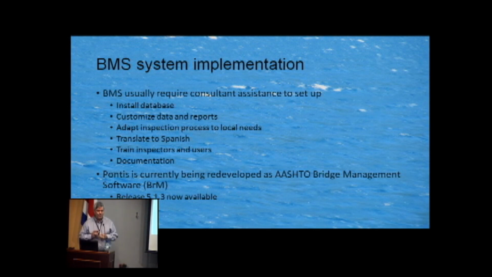You do have to buy some software, develop software, and install it. But then every agency needs its own set of reports to fit its own business processes. You need to adapt your inspection process to local needs. In the case of Costa Rica, when you adopt a bridge management system, it'll have to be in Spanish, of course, so that's one of the steps. You need to train your bridge inspectors and the people who are going to use the software so that you're getting good data and using it in the right way. And then, of course, having manuals and documentation so that you can train new people over time.